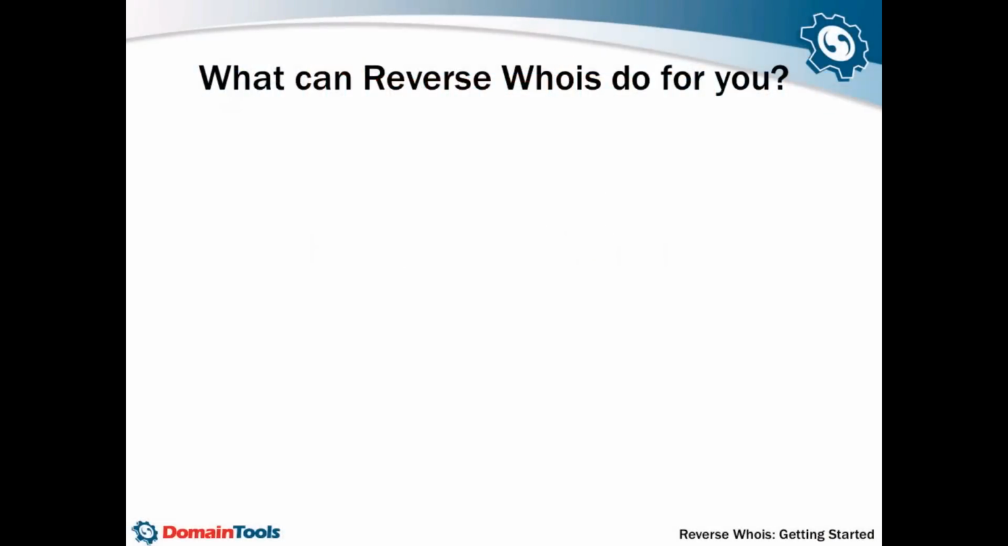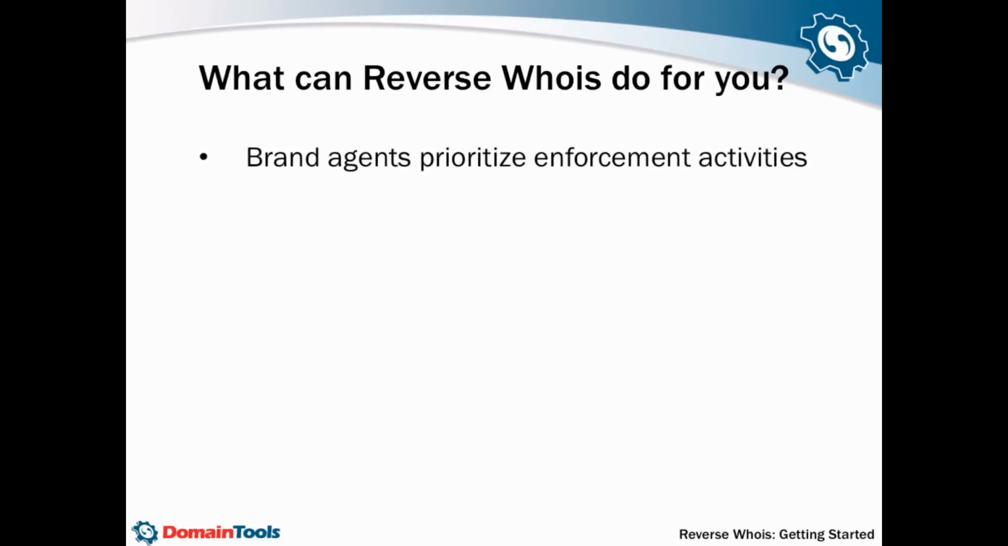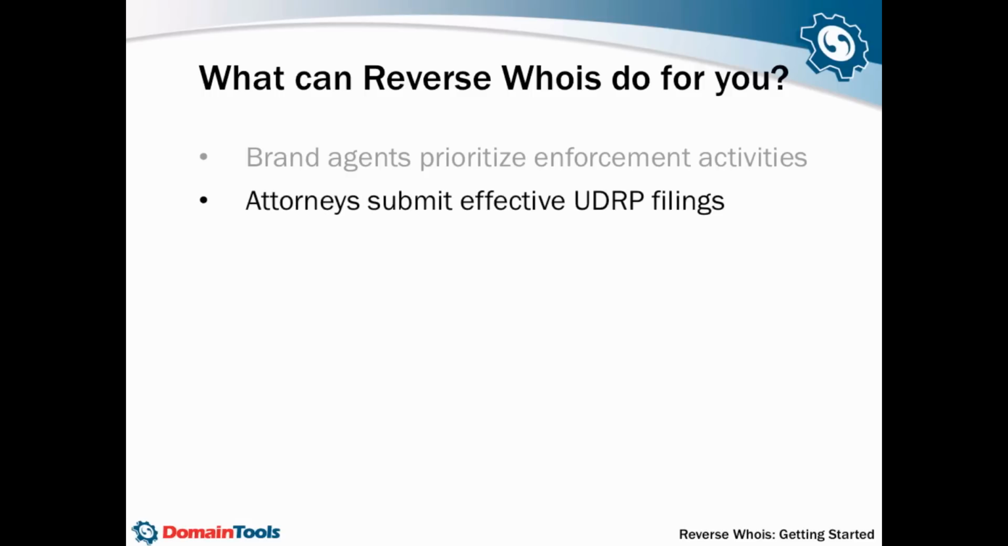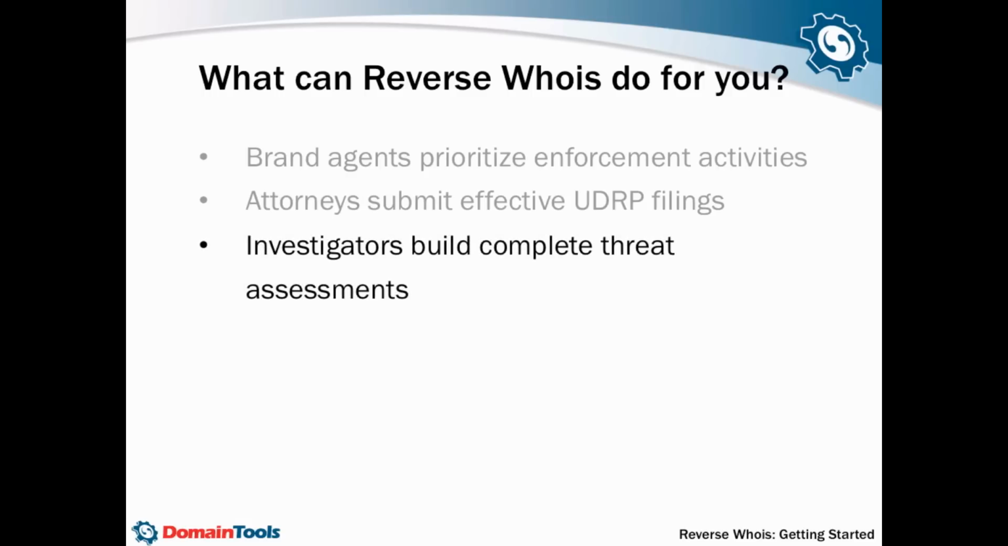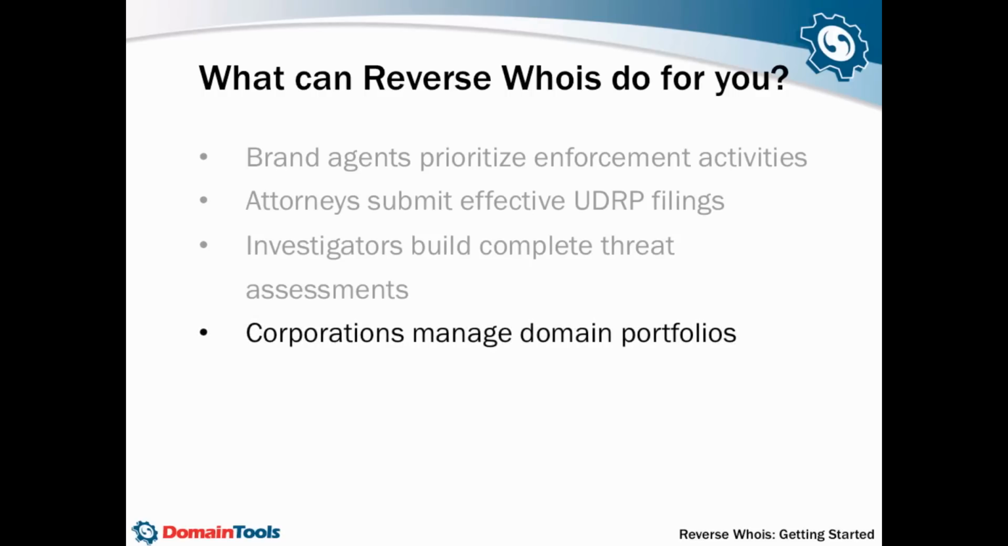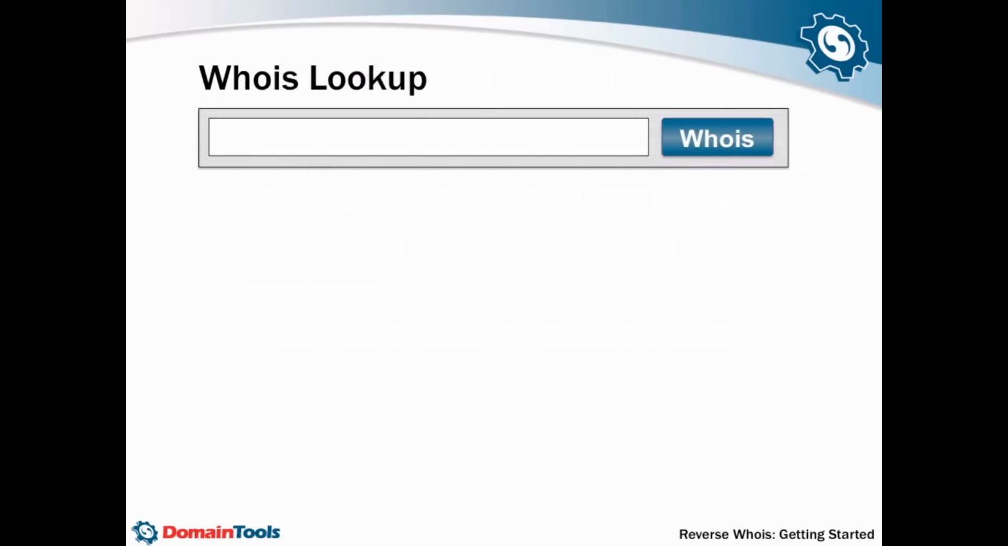The Reverse Whois product by DomainTools helps brand agents prioritize their enforcement activities, enables attorneys to submit effective UDRP filings, guides investigators toward a complete threat assessment of a bad actor, and gives major corporations a powerful inventory tool for in-house domain management. Here's what makes the Reverse Whois product different from a standard Whois lookup.